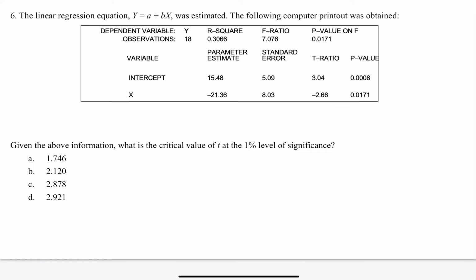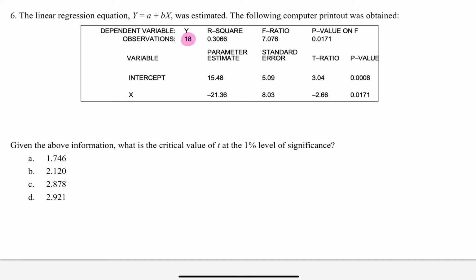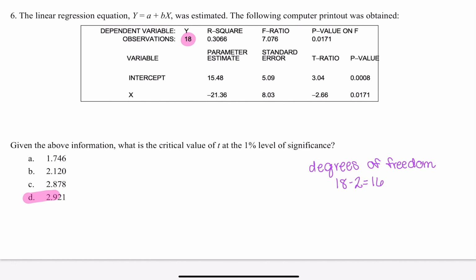Next one says, what is the critical value of t at the 1% level of significance? We have 18 observations, so our degrees of freedom is going to be 18 minus 2, because we're estimating 2 parameters, which is 16. So we look at our t-table, and we see that our degrees of freedom is 16 here at the 1% level on top. Gives us 2.921, which is D.